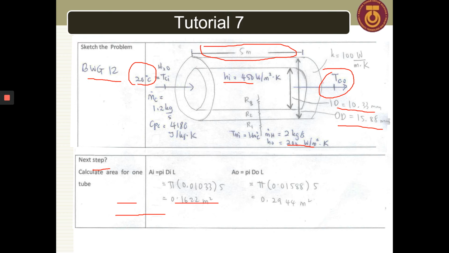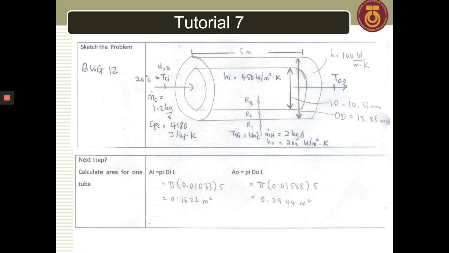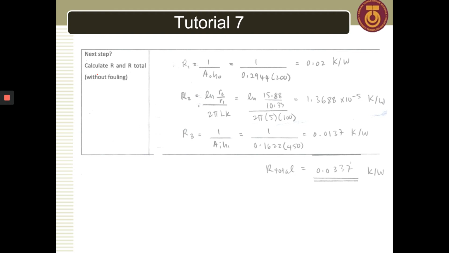So the next step is to calculate the area for one tube. Okay, so we have internal area and also outer surface area. So it is not the same anymore because we have different diameter. So for the internal area, you have 0.16, and for the outer area, you have 0.29. Okay. Then the next step is to calculate the R and total R.